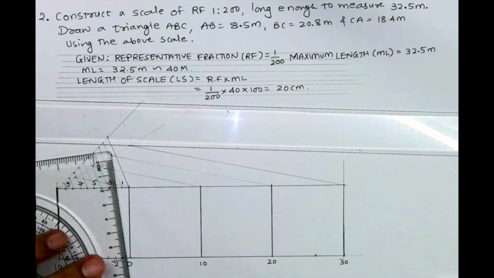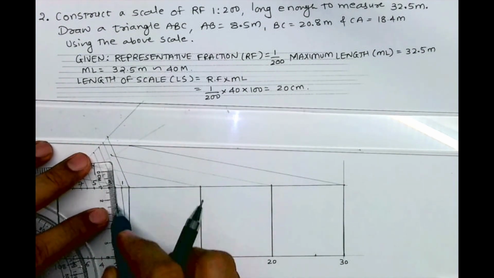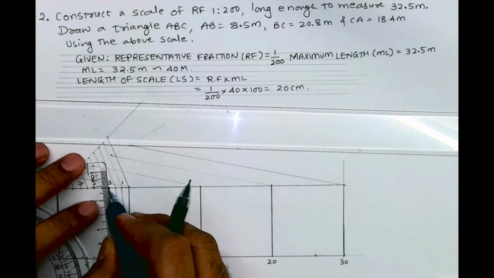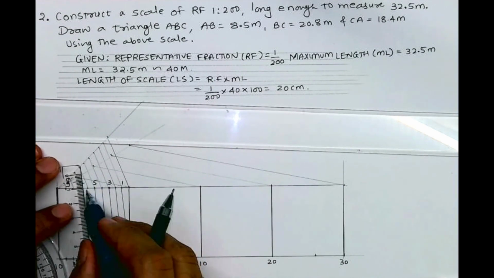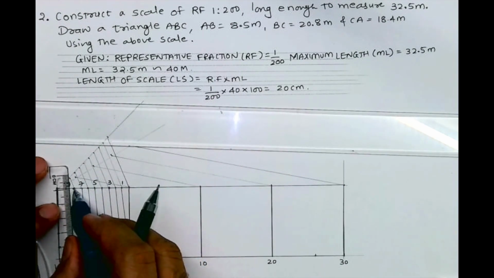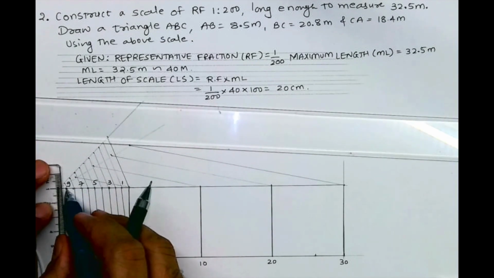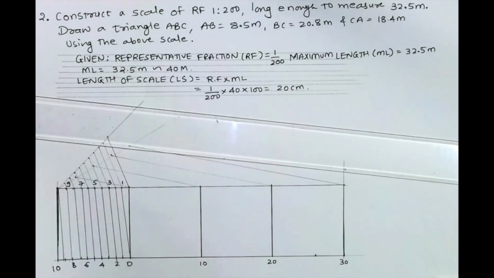Now we'll join 0 to 1, then 1 to 2, 2 to 3, 3 to 4. That way we will keep on doing it. So 9 to 10, like this.